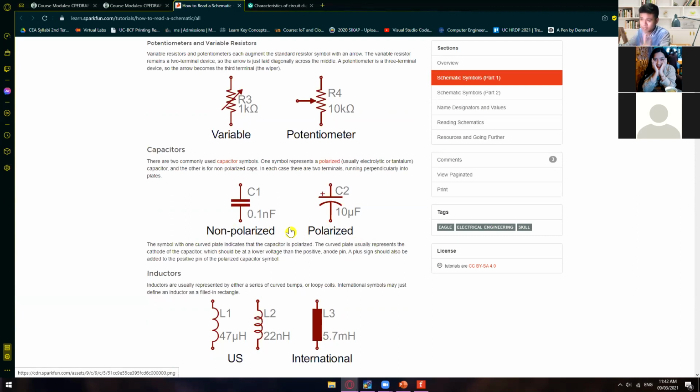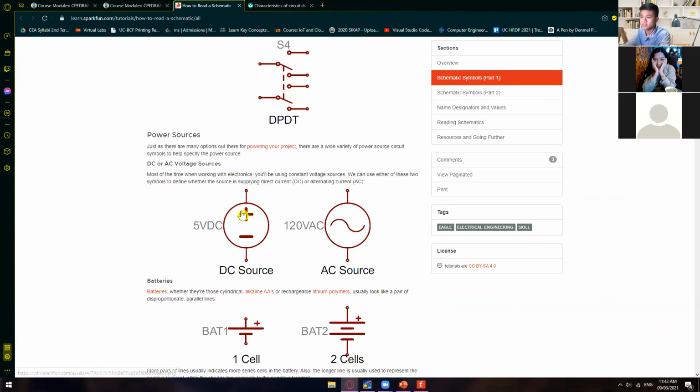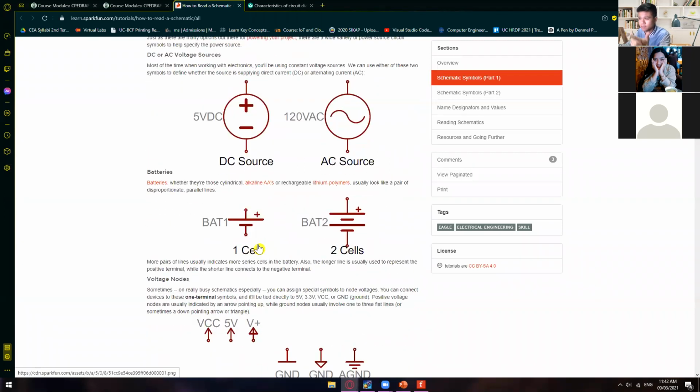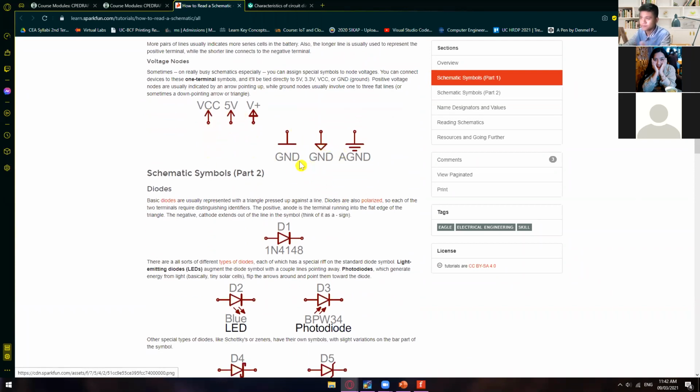So both of them work the same. It's just that the non-polarized one is much more expensive. Polarized is much cheaper, but you have to follow the correct polarity. And then inductors, switches, dip switch, and sources, DC, AC, for the batteries, for schematic symbols. So you guys already know this one. These are the basics for the VCC and the ground. We have many kinds of symbols for ground.